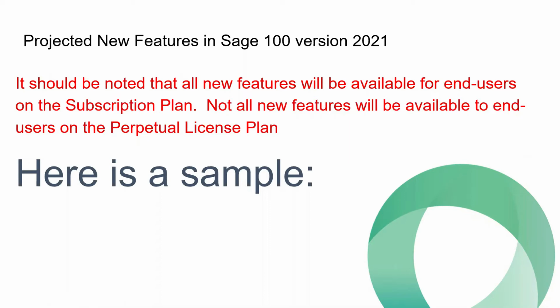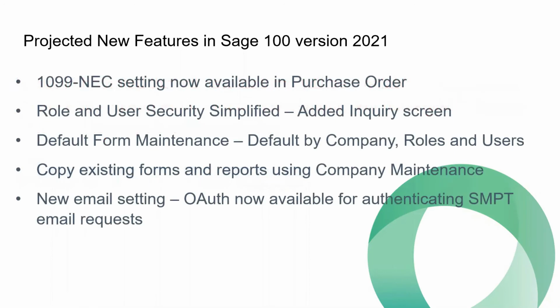This is not a complete list. This is just a partial list that I wanted to go through and show you some of the things that they've added. So the NEC form that was added in 2020, the NEC feature to be able to select that 1099 form was only available in accounts payable. They're going to now be adding that so that it's included in the purchase order module as well. They're going to make some changes to the role and user security. They're going to simplify it. And they're also adding an inquiry screen to the user and role maintenance.